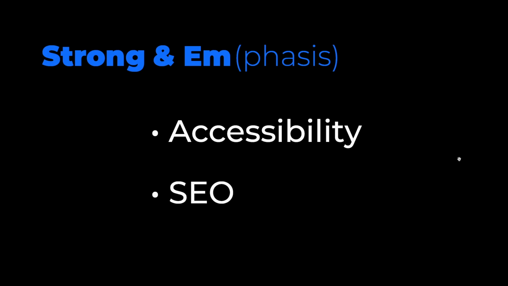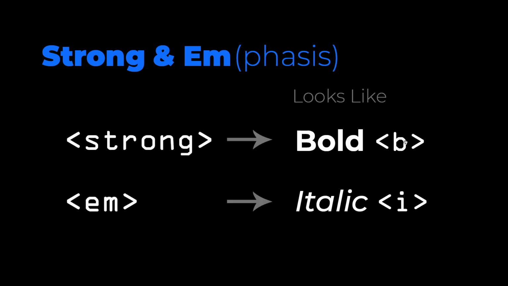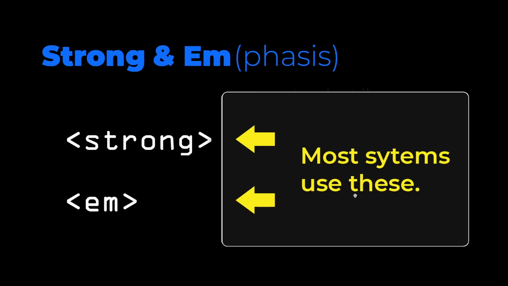What's next? Next up, some inline formatting. In particular, something called strong and EM. It's good for accessibility and search optimization. You could also use bold or italic. These bold and italic tags, they don't have the same weight as strong and EM. These have extra meaning to screen readers and to Google. So if you want to communicate to Google the importance of words, make sure strong and EM are used. Most systems use these.